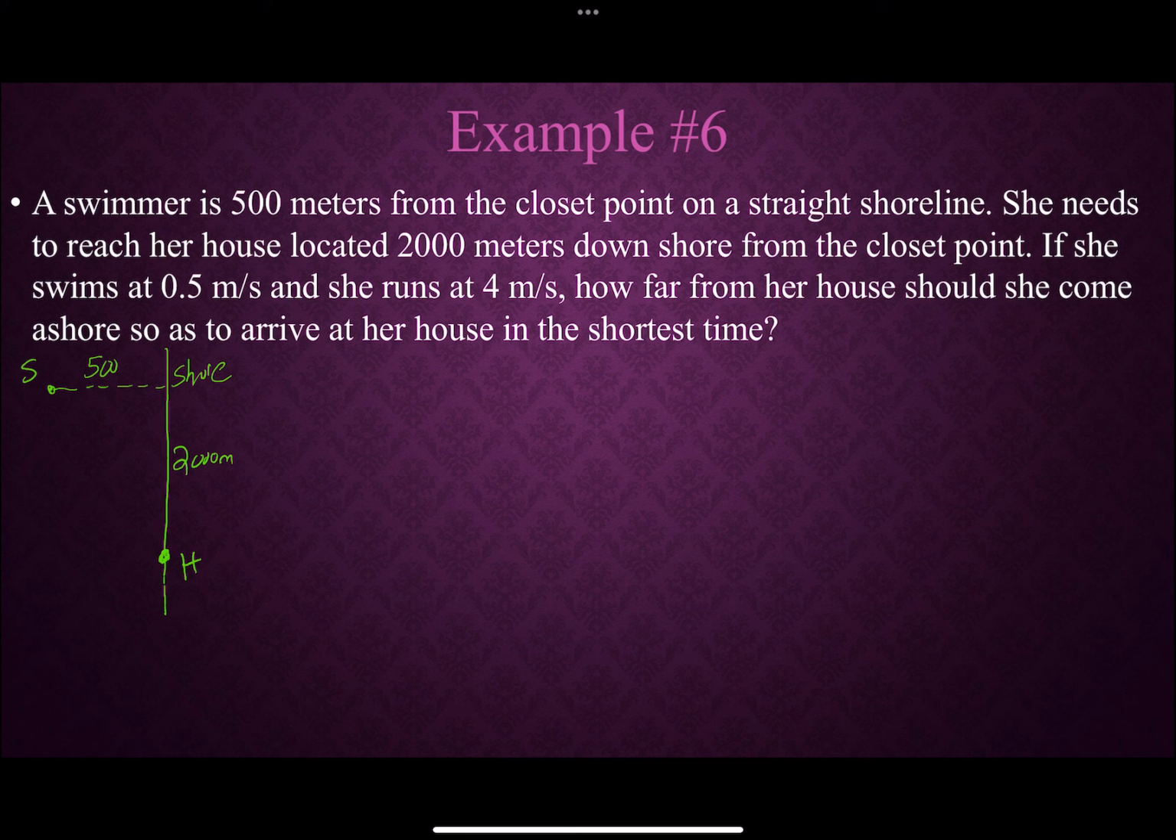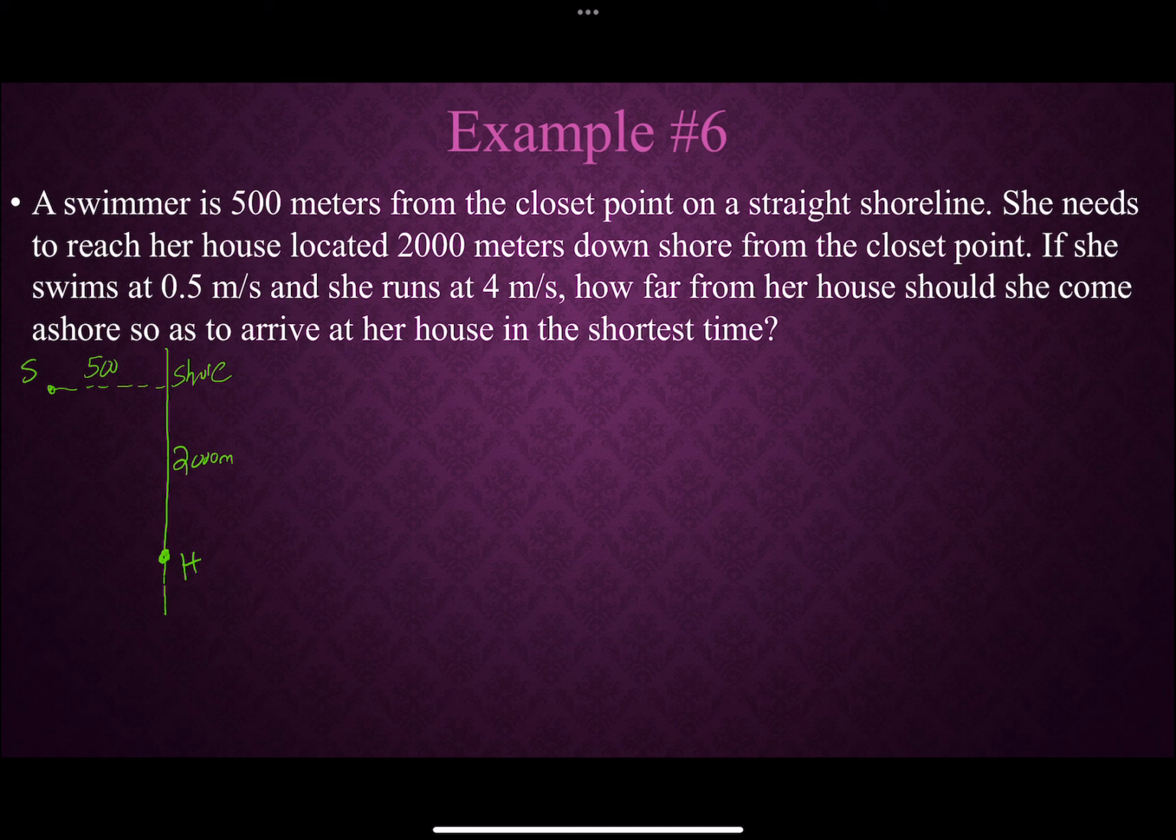If she swims at 0.5 meters per second, runs at 4 meters per second, how far from her house should she come ashore to drive her house in the shortest time? Because obviously what you could do is she could swim straight to the shore, those 500 meters, and then run the 2,000 meters. Or she could just swim the entire time on the diagonal from where she is to the house. Both those scenarios are generally not the most ideal.